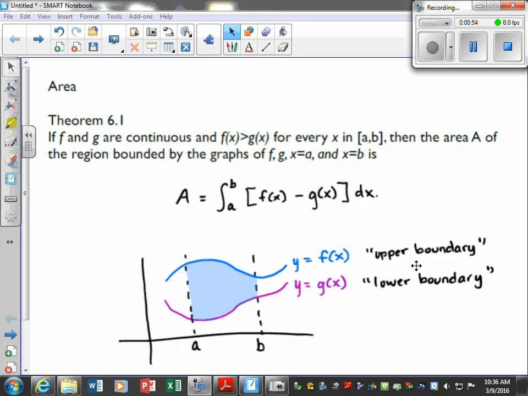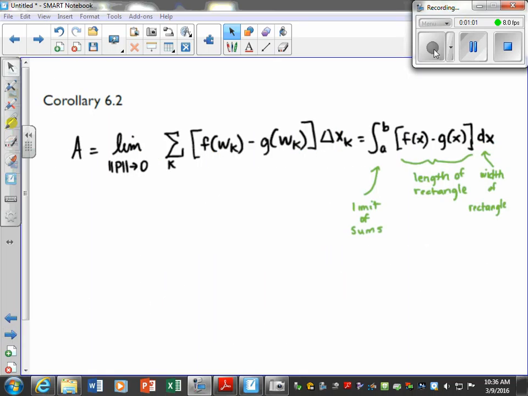These are some terms that you might see. Our upper boundary, we want to take the upper boundary and subtract the lower boundary. Okay, and we have a corollary. Remember, this looks familiar to our Riemann sums format of taking the limit, and now it's rewritten in the definition we were given just a minute ago. So this is considered your limit of sums, your length of your rectangle, and the width of the rectangle. So just to see that and remind ourselves of what exactly these different forms look like.